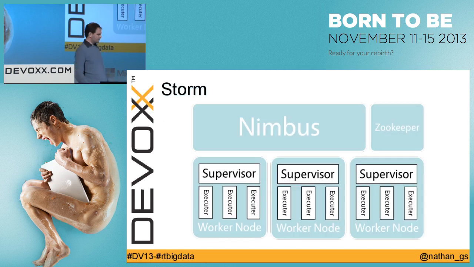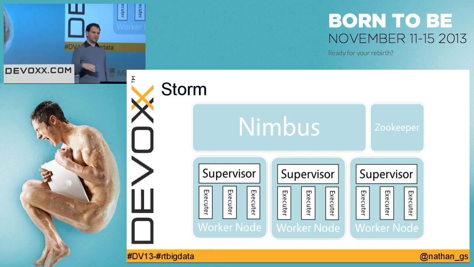This is what the architecture of Storm really looks like. You have a Nimbus which manages the cluster. It's quite similar to the job tracker on HDFS, on Hadoop. Then you have your workers, which are machines. On each worker will run one supervisor, which will manage the executors and tasks. And every executor is a physical JVM process.